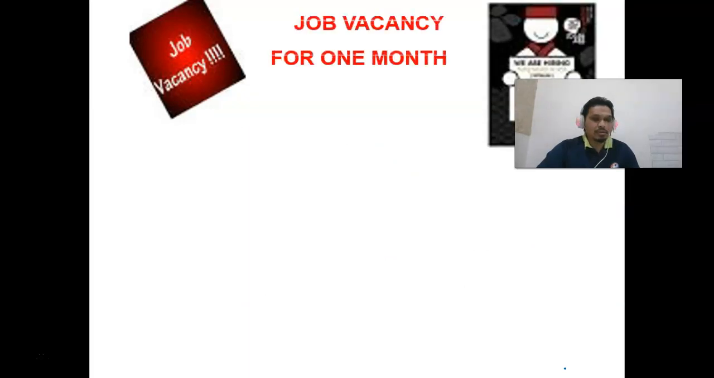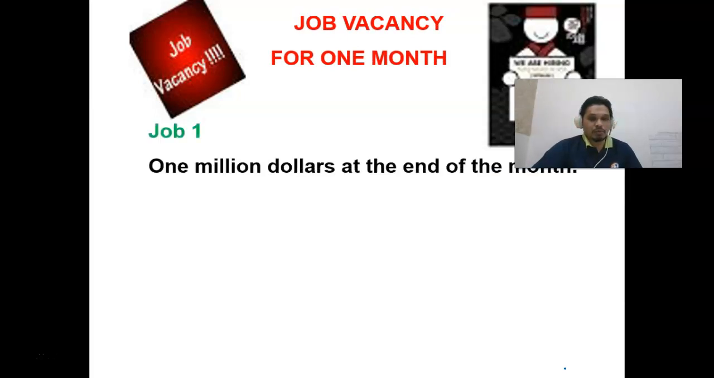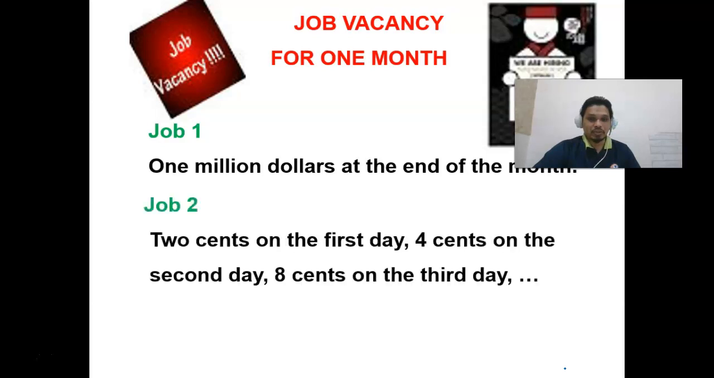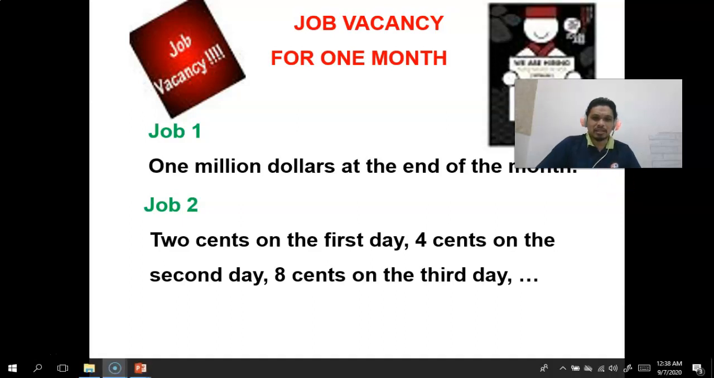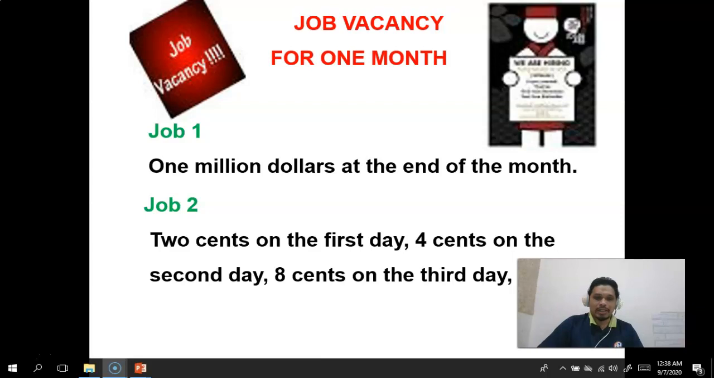Now, okay, so job vacancy for 1 month. Job one, $1 million at the end of the month. Job one offers you a salary of $1 million at the end of the month, and job two offers 2 cents on the first day, 4 cents on the second day, 8 cents on the third day, and so on.